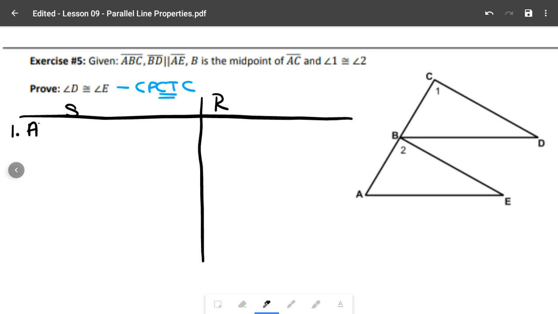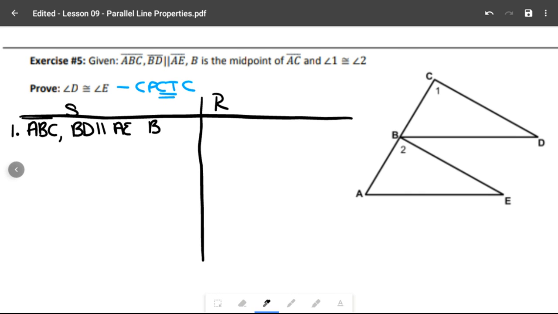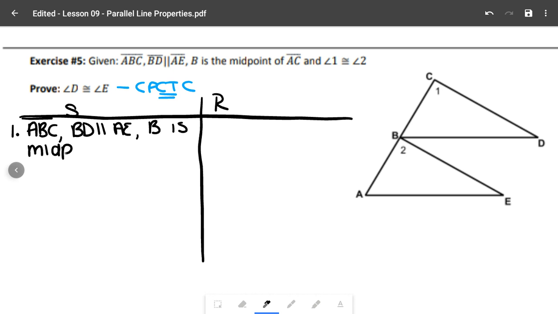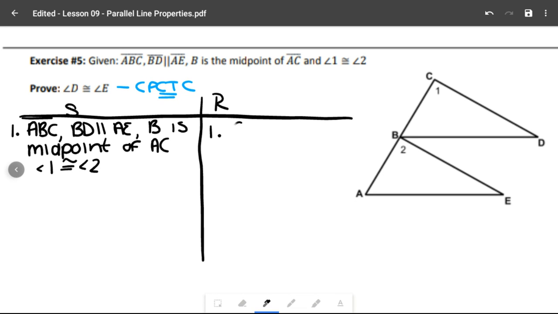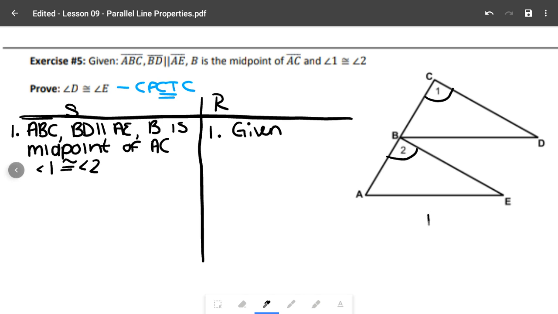So we have ABC is our line segment. We have BD parallel to AE. B is the midpoint of AC. And angle 1 is congruent to angle 2. So the only thing I know that's been stated is congruent is angle 1 and angle 2. So I know I have one pair of angles.